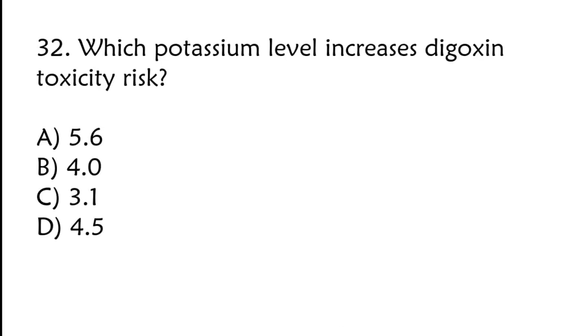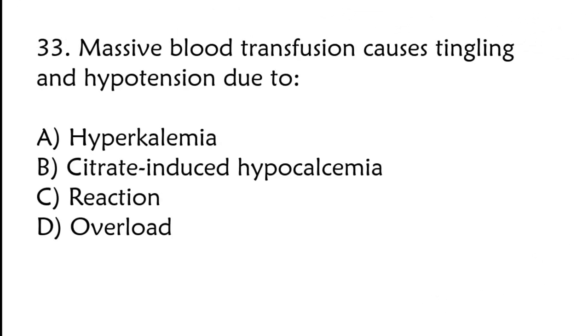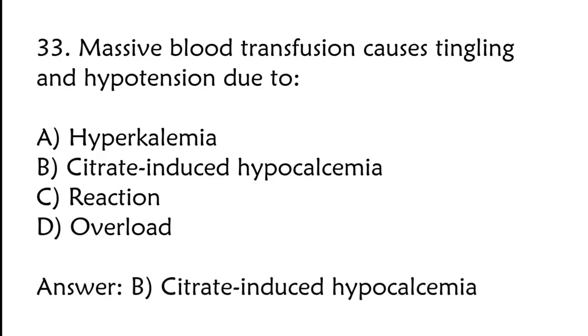Which potassium level increases digoxin toxicity risk? Correct answer is C. 3.1. Massive blood transfusion causes tingling and hypotension due to. Correct answer is B. Citrate-induced hypocalcemia.